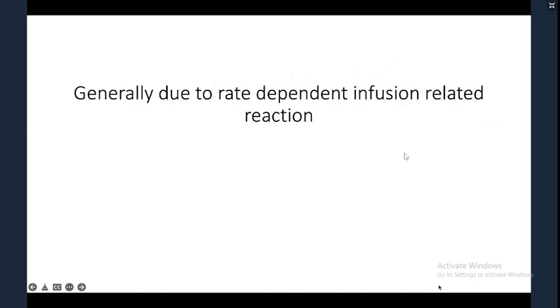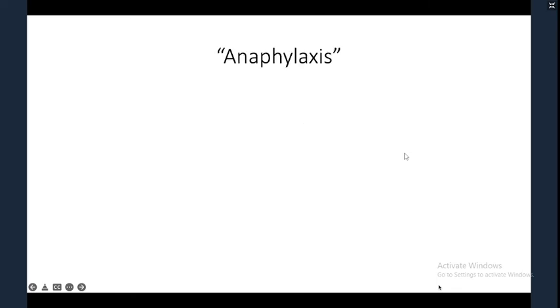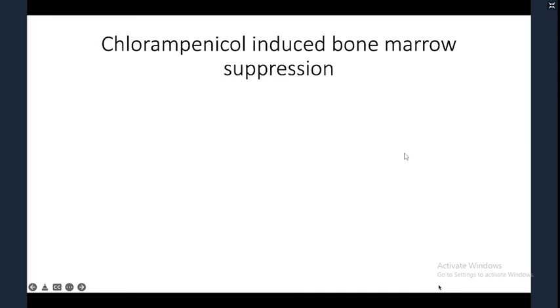So the appearance is something like this. Generally this is due to rate dependent infusion related reactions. If the rate of infusion or administration of vancomycin is increased to more than 10 milligrams per minute, you will get this vancomycin associated Redman syndrome. The next group is anaphylaxis, which I am not going to discuss because it has been extensively discussed.